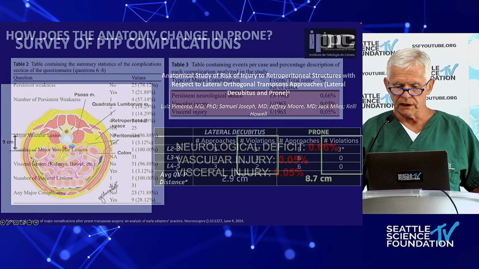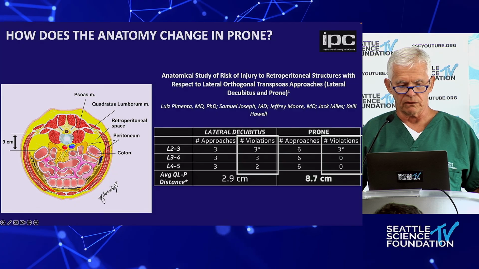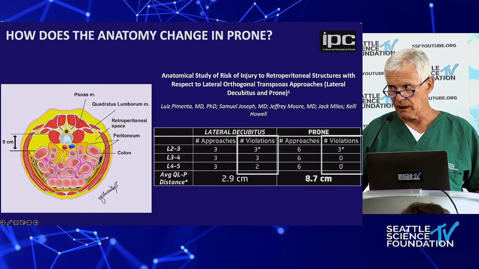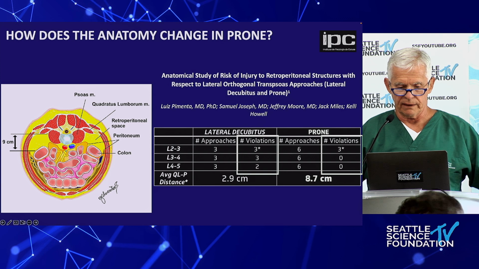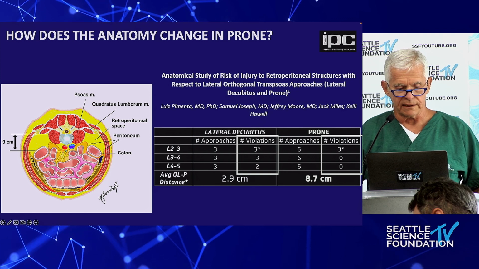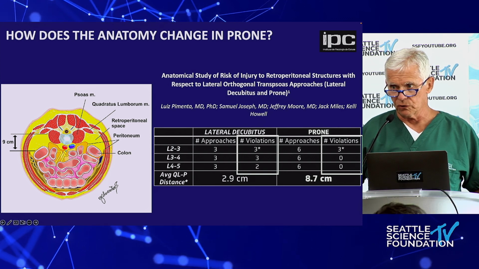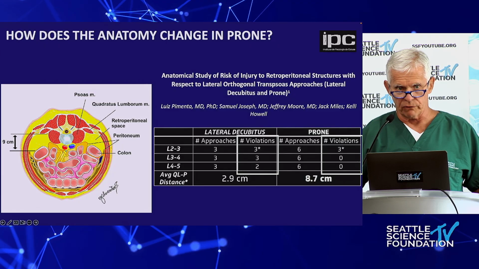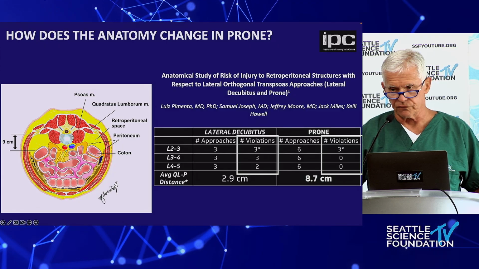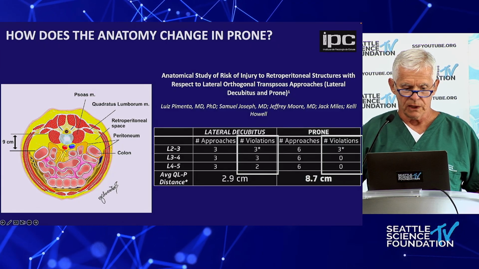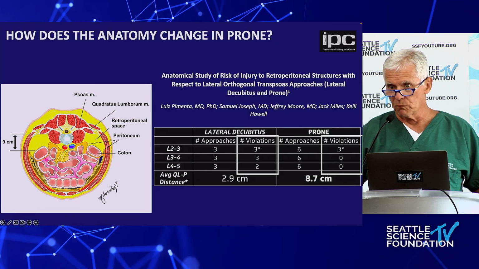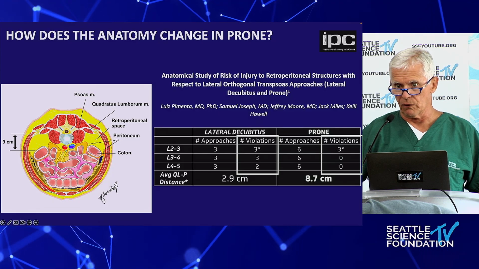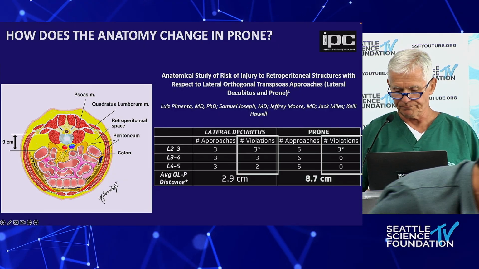But anyway, we also did a study on the retroperitoneal space. I was prepared, but I took so long with my failed demonstration that I couldn't show you the open aspect of the retroperitoneal space. The distance from the quadratus to the bowel is basically 3 times more space in prone compared to lateral.